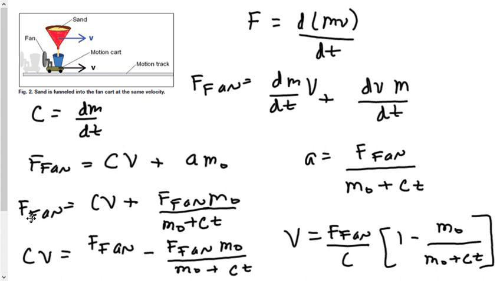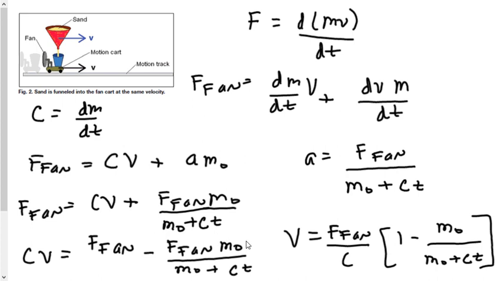So let's substitute that in there. So the force of the fan will then equal cv plus the force of the fan times m naught divided by m naught plus ct. So a pretty simple expression there.